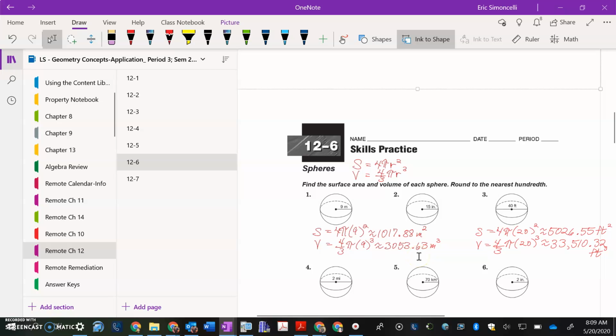3053.63 meters cubed. Number 3, same idea. Be careful. The diameter of 40 is not what we're going to use specifically in context. We'll use the radius, right, of 20. 40 divided by 2, 20 as your radius. So 4 pi times 20 squared, that ends up being 5,026.55 feet squared. And then for volume, 4/3 pi times 20 cubed, and that ends up being 33,510.32 feet cubed.